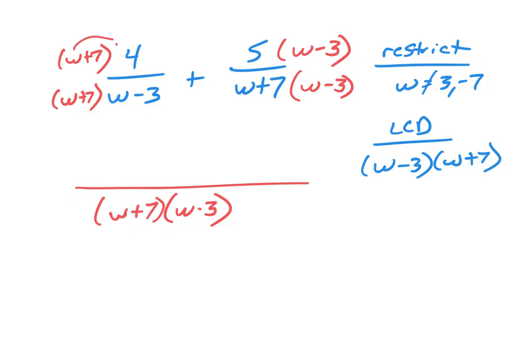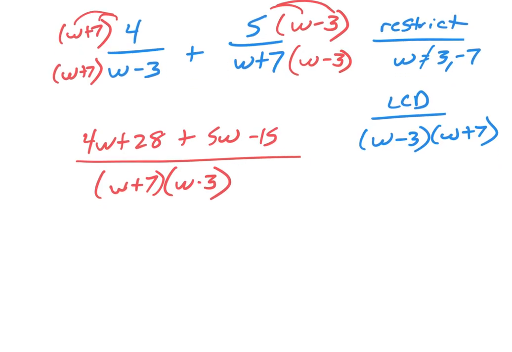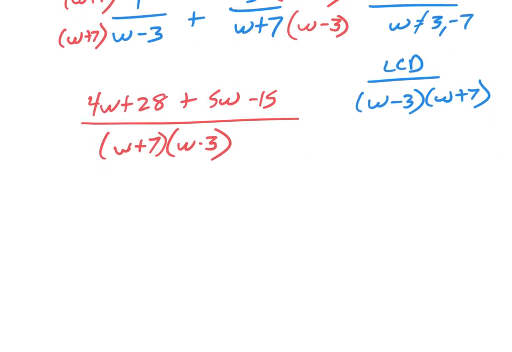So I'm going to take 4 and I'm going to distribute it. I'm going to take 5 here and I'm going to distribute it. 4w plus 5w is 9w. 28 minus 15 is 13.